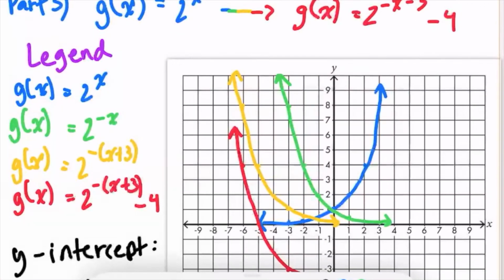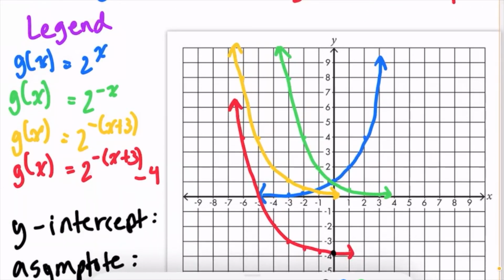Now, for this part 3, given the base graph g of x equals 2 to the power x, we need to get to the graph g of x equals 2 to the power negative x minus 3 minus 4. And so the base graph right here, which is this blue graph, to get to the green graph right here, we can clearly see a horizontal reflection over the y-axis.